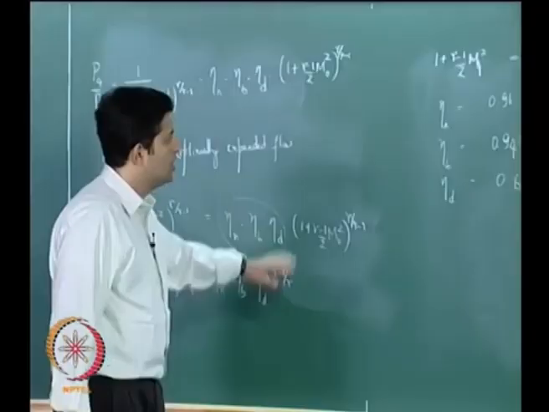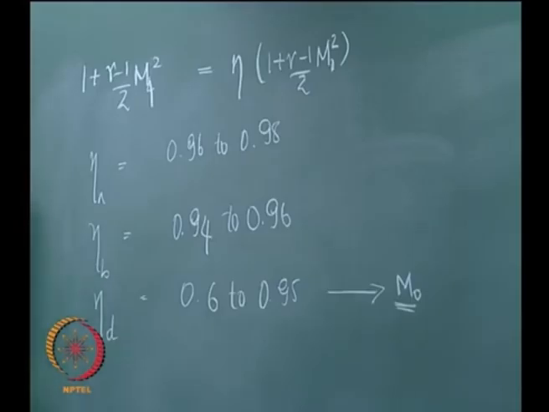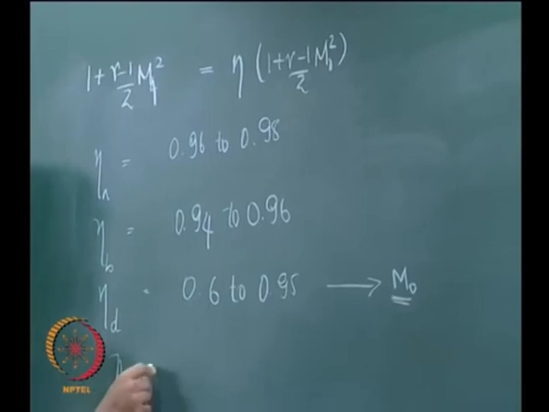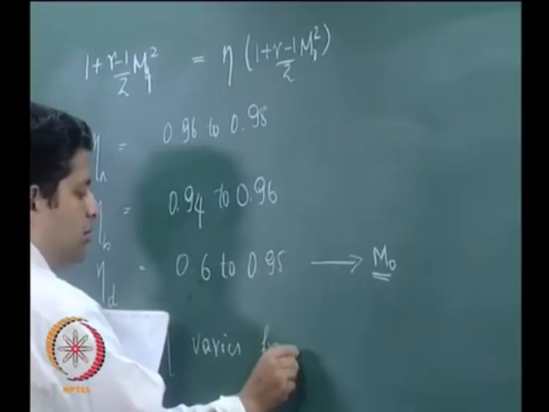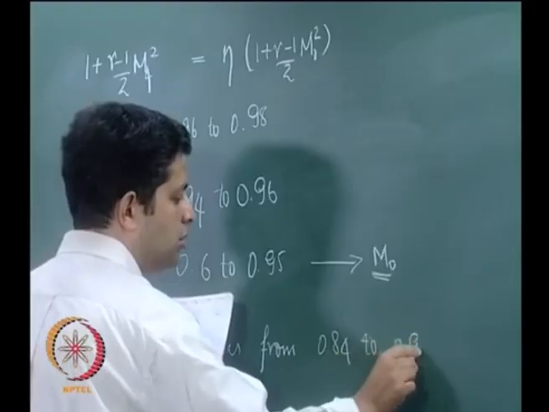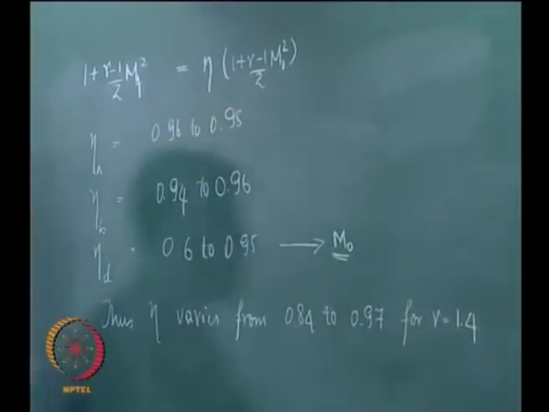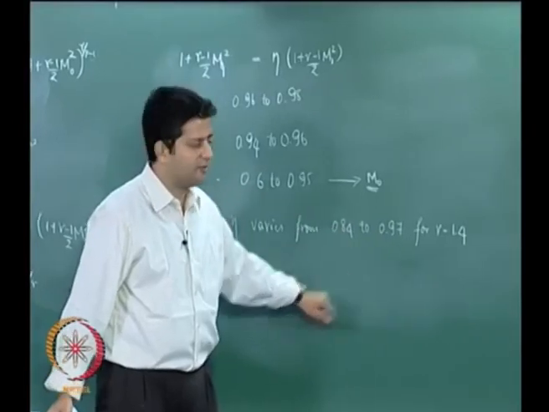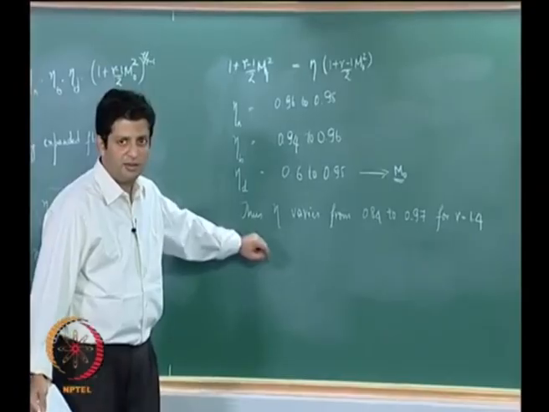So if you combine the worst case scenario of all this, and remember that it is a multiplication sign, you will end up getting variation, eta varies from 0.84 to 0.97 for gamma equal to 1.4. So the worst case scenario is 0.84 and the best is 0.97. We will discuss this when we talk about the lowest Mach number at which a ramjet can operate.